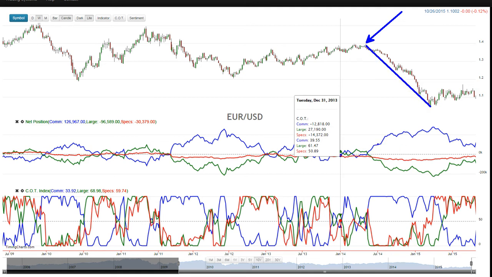You can see right here that commercial started hedging the euro going long, and large speculators were shorting. You can see that retail was doing the same thing at a lesser volume, but the big money was shorting it.